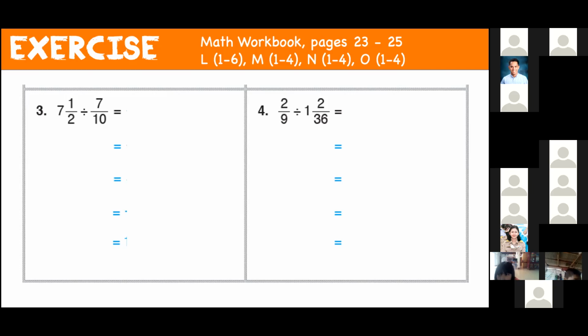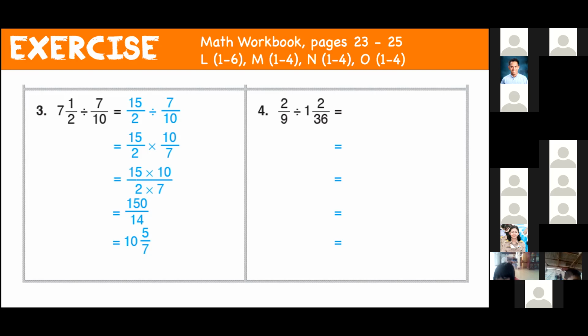Okay, for number 3, I answered already. So we have 2 times 7 plus 1, 15/2 times 10/7. It's like this: 15 times 10, 2 times 7. 15 times 10 is 150, 2 times 7 is 14. 150 over 14. The final answer as a mixed number is 10 and 5/7. Simplest form, 10 and 5/7.